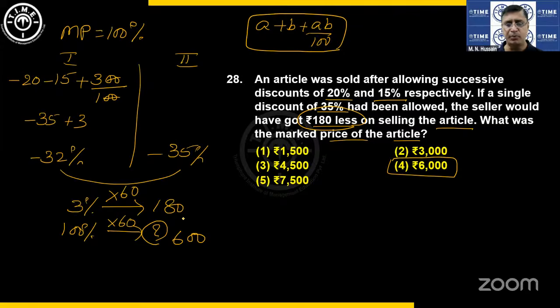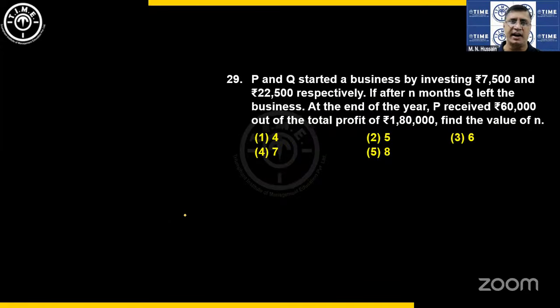Right. Look at the next example on your screen. Question number 29. P and Q started a business by investing rupees 7,500 and 22,500 respectively. After N months, Q left the business. At the end of the year, P received 60,000 out of the total profit of 1,80,000. Find the value of N.